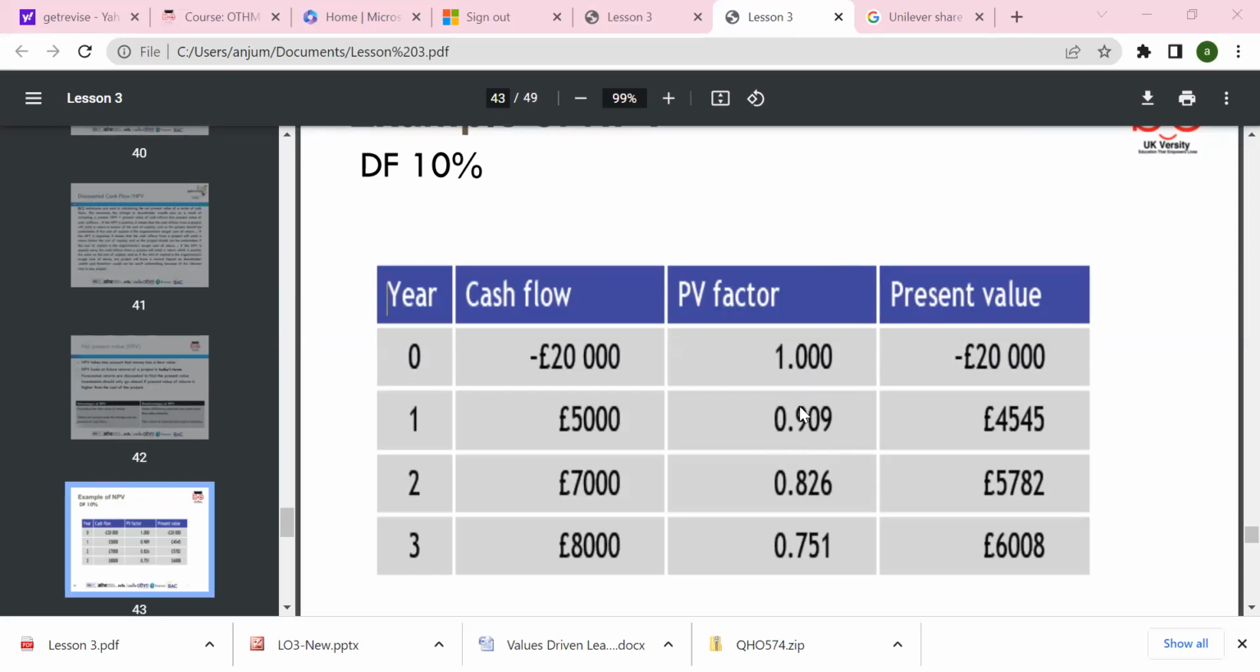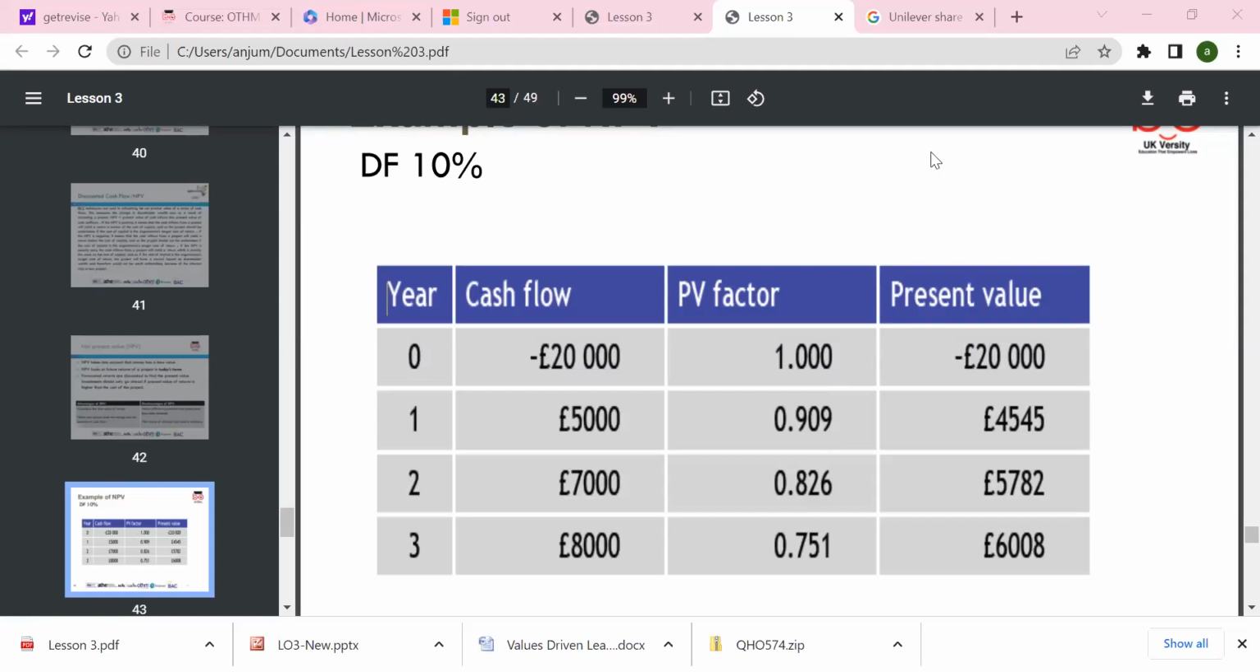Whatever answer you get, if you carry on dividing by 1.1, like you got in year 1, it means 1 pound after 1 year will be only 90 pence approximately. If you carry on dividing by 1.1, year 2 will be around 0.826. And year 3 will be 0.75. So it means in year 3, 1 pound value will be 75 pence.